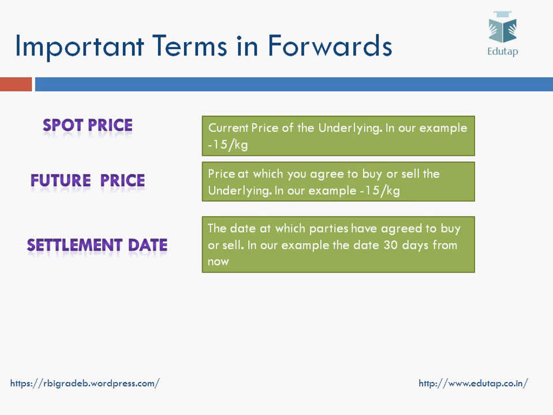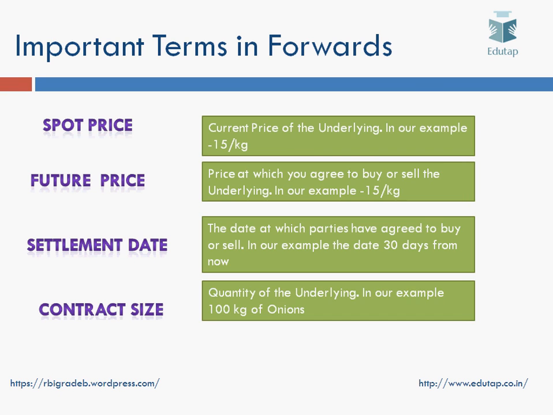Settlement date. The date at which the parties have agreed to buy or sell. In our example, that date is 30 days from now. So if today it's 1st of March, then the settlement date in this case would be 31st of March. Contract size. It's the quantity of underlying in the contract. In our example, the farmer and the factory have agreed to sell and buy respectively 100 kg of onions. So the contract size is 100 kg.